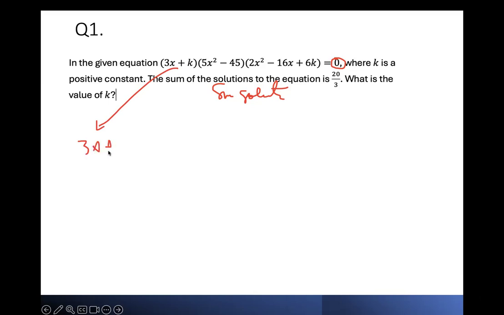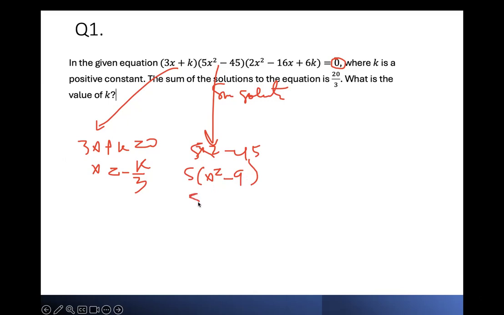3x + k is equal to 0. That means x is equal to what? Minus k over 3. That's my first solution. I take my second factor: 5x² − 45. Same thing as 5 times (x² − 9).